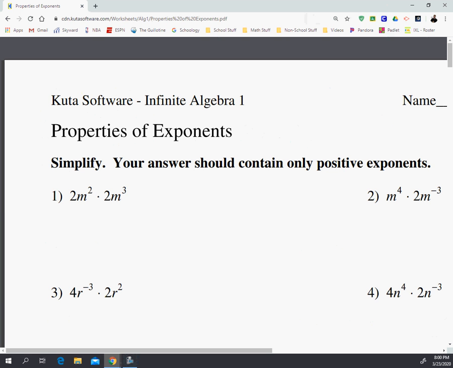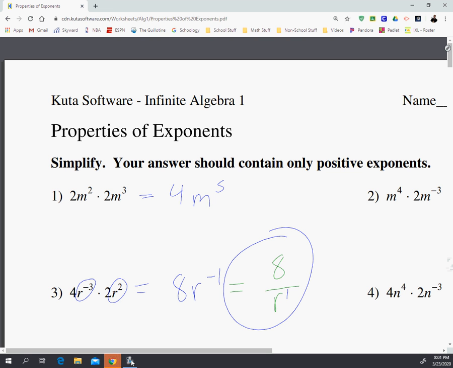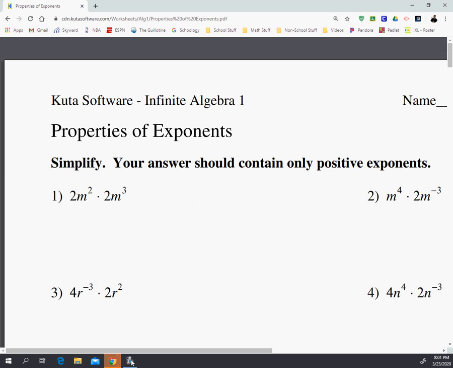So simplify. Here we go. 2 times 2 is 4. M to the second times m to the third is m to the fifth. Over here, 4 times 2 is 8. R to the negative 3 times r to the 2 is really r to the negative 1, right? And we almost are done, except we don't like that negative 1. So I'm going to take that and just dump it on the bottom. If you want to put r, that's fine. If you want to put r to the 1, that's also fine. A couple problems right there for you. Not too difficult, just adding and subtracting little numbers.